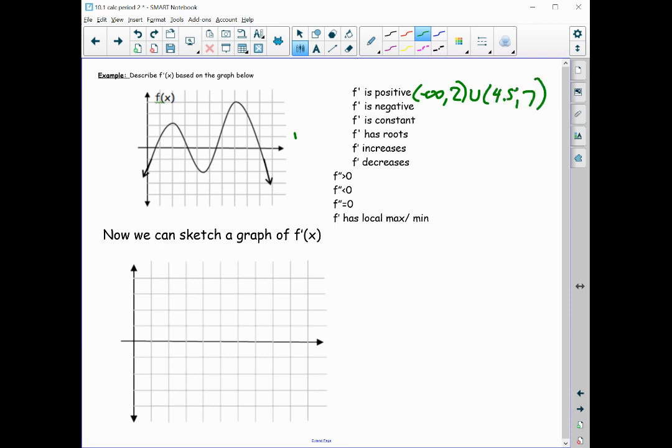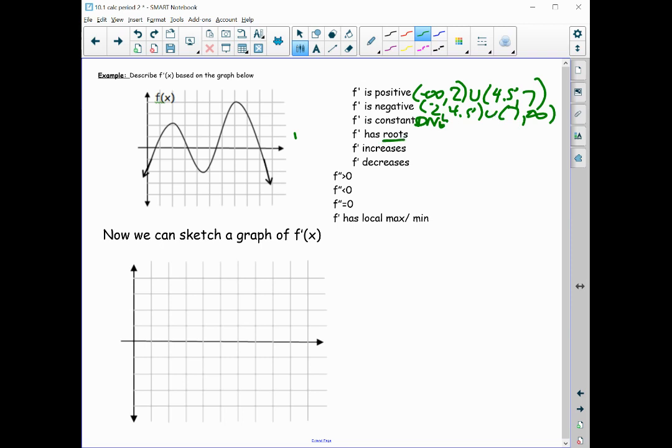F prime is negative means f of x is decreasing, which is from 2 to 4.5 and 7 to infinity. Now, if f prime is constant, that would mean that f of x is linear, and that is not the case. So I'm going to put D and E, or does not exist for that one.